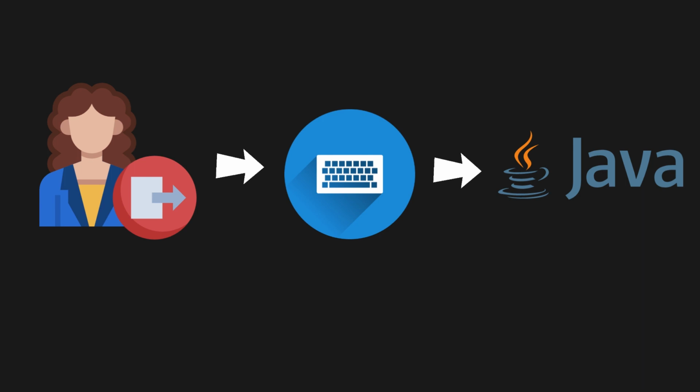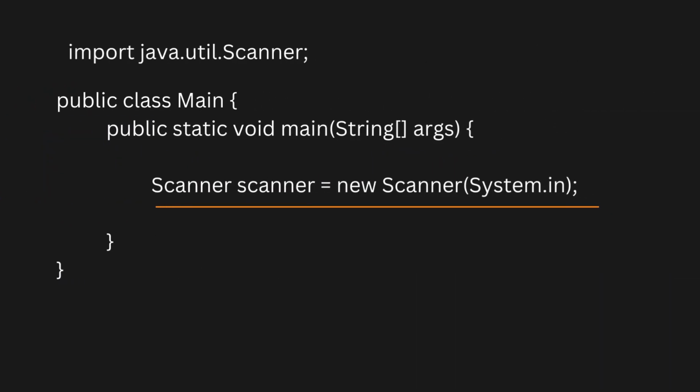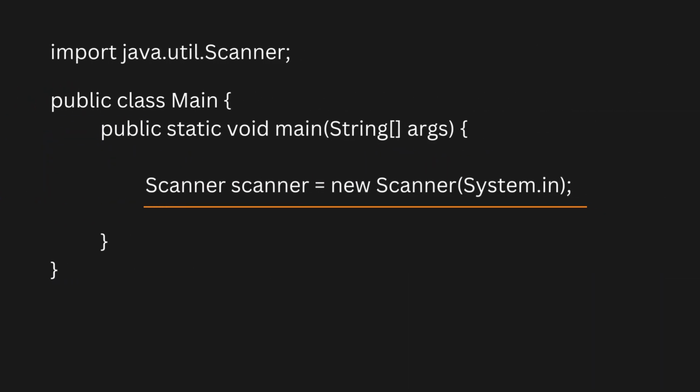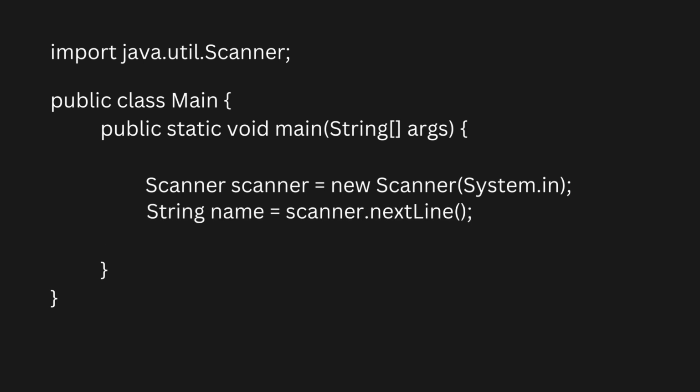To use the Scanner class, you first need to create an instance of the class. This creates a new Scanner object called scanner that reads input from the keyboard. Now, you can use various methods of the Scanner class to read input from the user. For example, you can use the nextLine method to read a line of text from the user. This reads a line of text entered by the user and stores it in a variable called name. You can then use this variable to perform operations on the input.